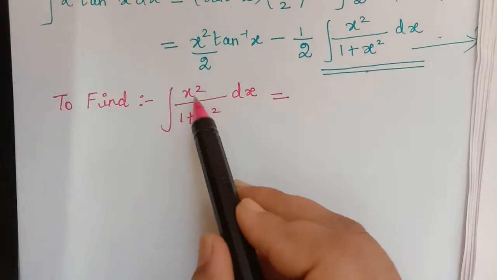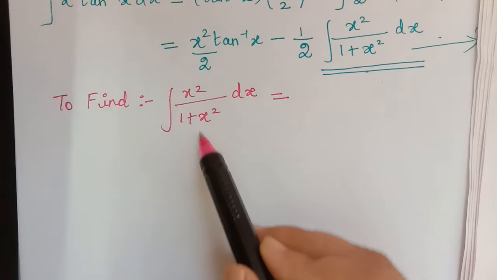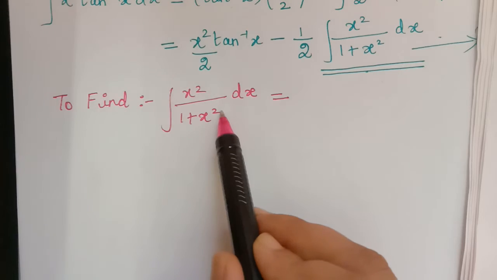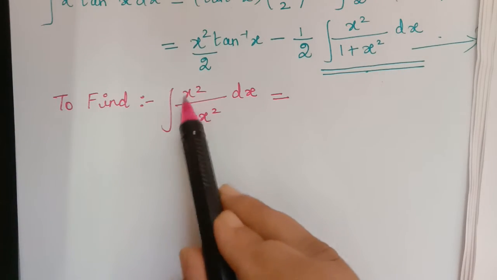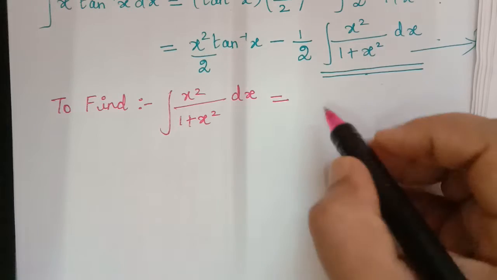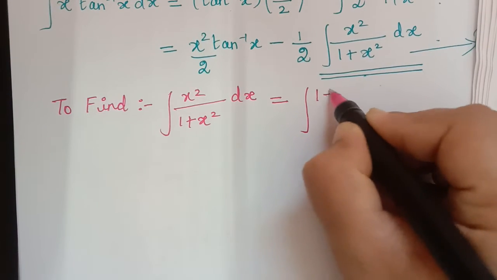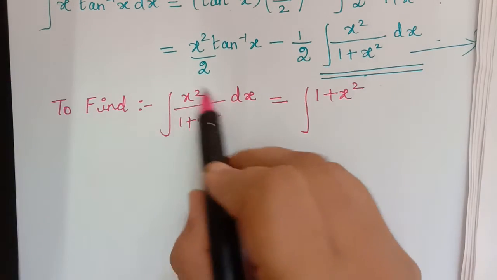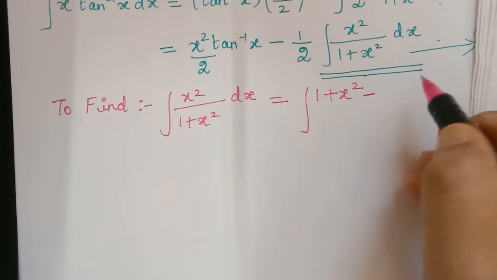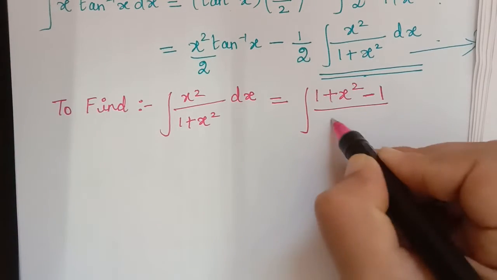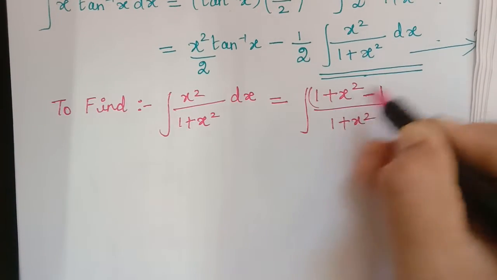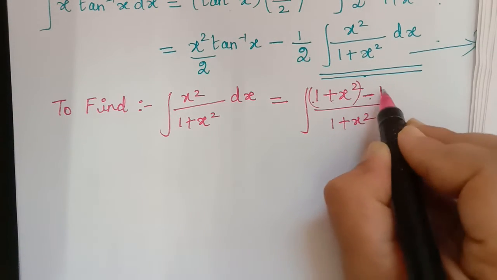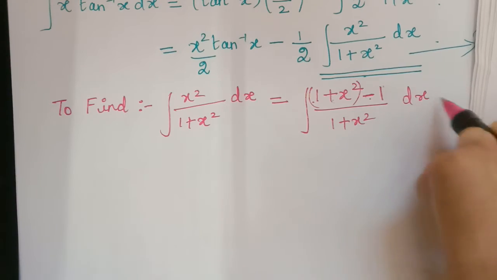So what is it that we have to add with x square in order to achieve the denominator? In the denominator we have 1 plus x square. So we have to add 1 to this x square. So it will become integral 1 plus x square. Now because we are adding 1, in order not to change this, we have to subtract that 1 also. So minus 1 divided by 1 plus x square. So I have added this 1. Because of addition, I should also subtract that 1. So I am doing it here, and then we have the dx.